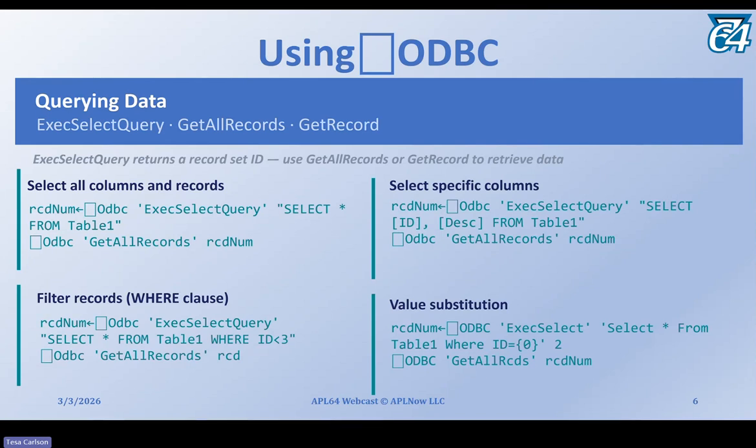Depending on the ODBC data type of a column selected, it may be necessary to cast that data column's values to a data type which has a representation in APL64. The exec select query action returns an integer indicating the record set containing the result of the ODBC select statement. To obtain the values of the record set, use the get record or get all records actions and supply the result of the exec select query method to that.